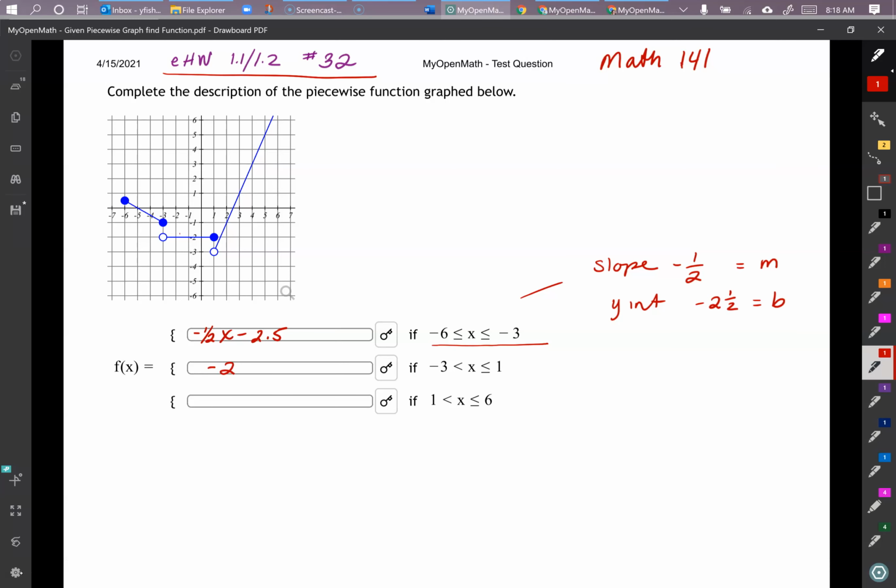And then we're going to have the third piece here at domain 1, not including 1. That's why it has an open circle, up through 6 as far as we can see there. It would end right about there with a solid blue dot. And we can find two corners and figure out our slope here. We can go up 2 over 1. So we can see that our slope, m, for this one is +2. So I'm going to have a 2x there.